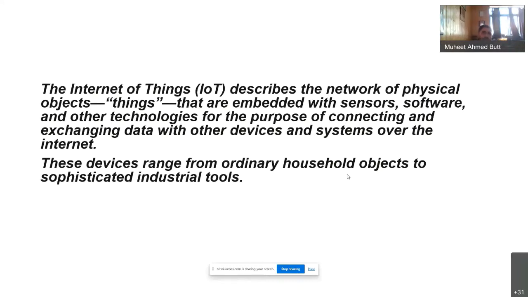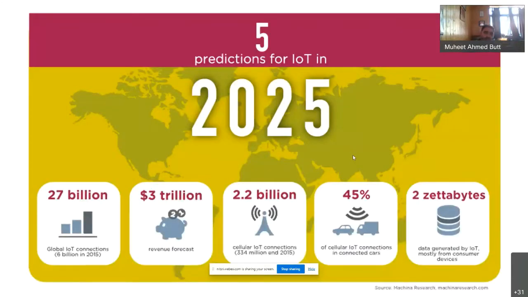Therefore, IoT describes a network of physical things that are embedded with sensors, software, and other technologies for the purpose of connecting and exchanging data with other devices. Now, if you see the predictions for IoT, you can see the data, that is the revenue, and this is something like cellular.